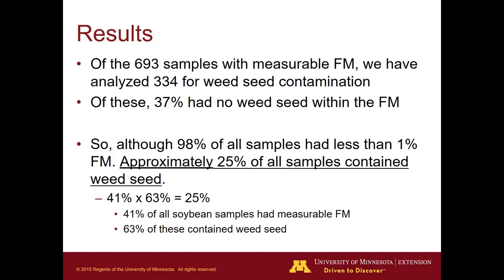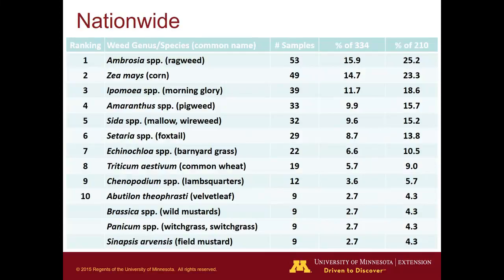The important part is about 25% of all the samples. So even though we got very, very low levels of FM, about a quarter of the samples actually had weed seed in them. They're very, very clean, but there's still weed seed. So 25% of the samples contain weed seed. And this is pretty laborious. We have to go through and identify every species and count every one of these things, including all the amaranths.